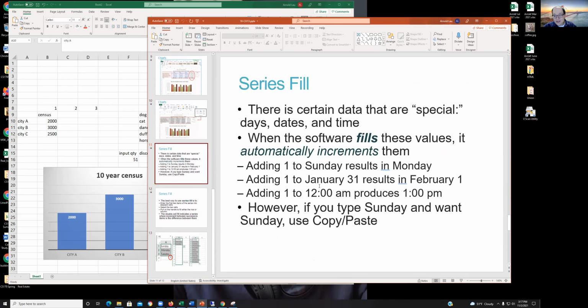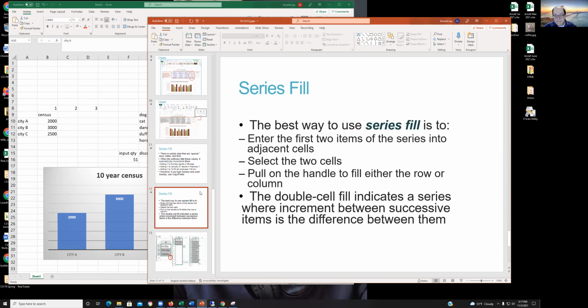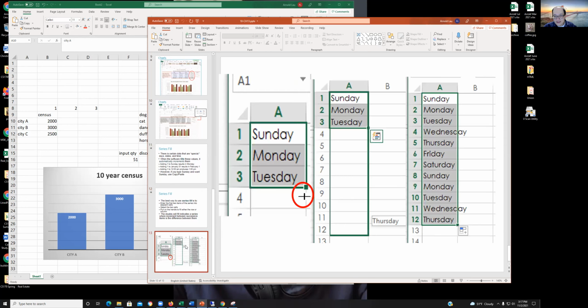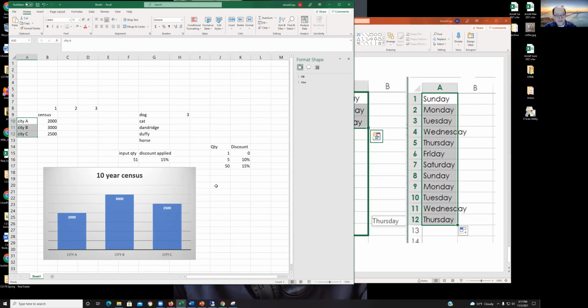So here they talk about days of the week, dates, and times, okay? And basically they talk about adjacent cells and whatnot, right? They give you an example here of how it works when you extend it. They're talking about this bottom right-hand corner, and you drag it down. So I'm going to demonstrate that for you.